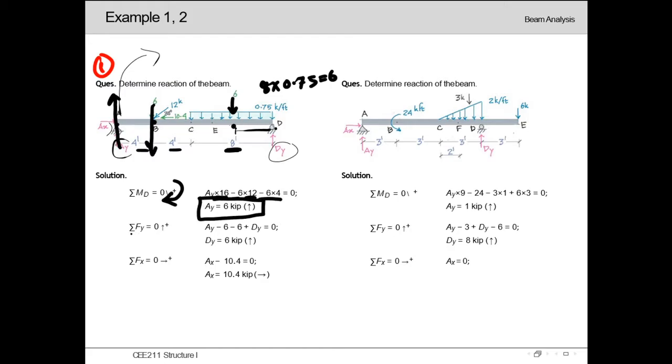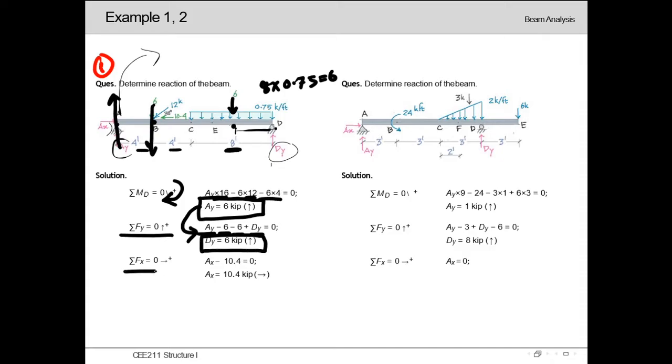Now applying summation of Fy equal to 0, considering upward direction as positive, let's form another equation. You can see here AY is acting upward, so it will be positive AY. 6 is acting downward, so minus 6. 6 is acting downward, so minus 6, and DY is acting upward, so plus DY will be equal to 0. Plug in the value of AY over here, we will be able to calculate the value of DY.